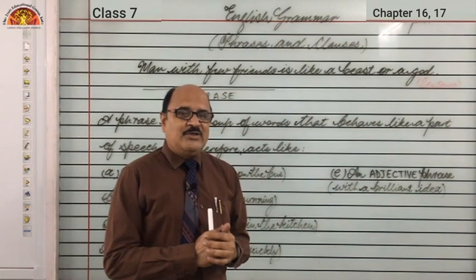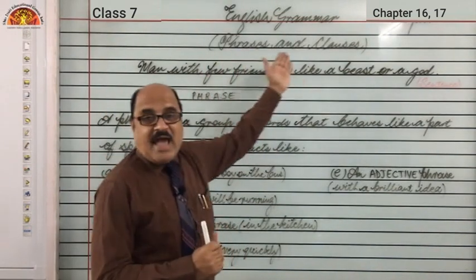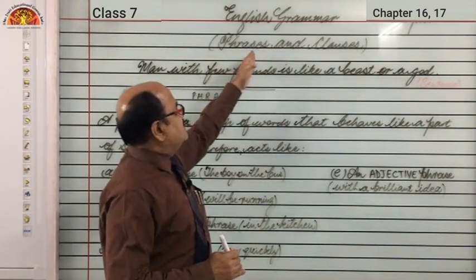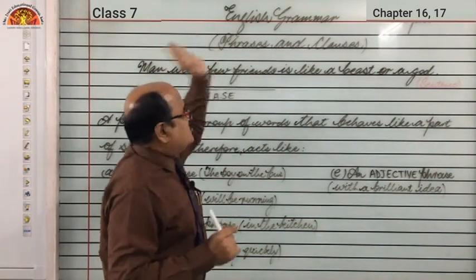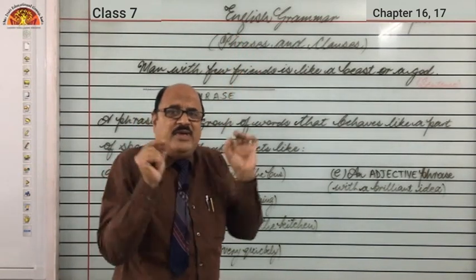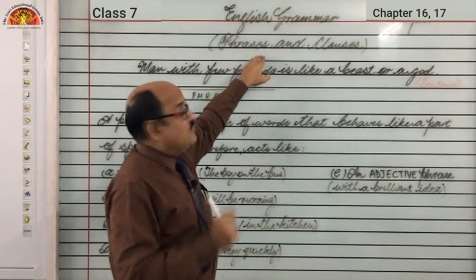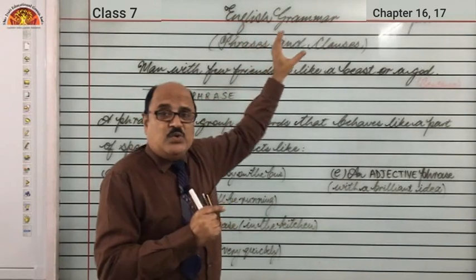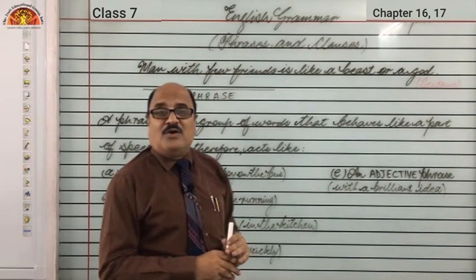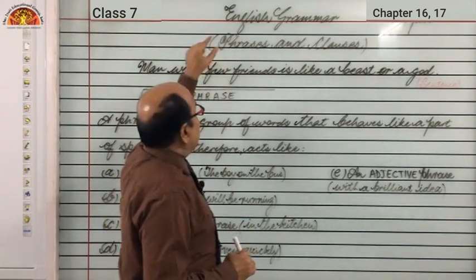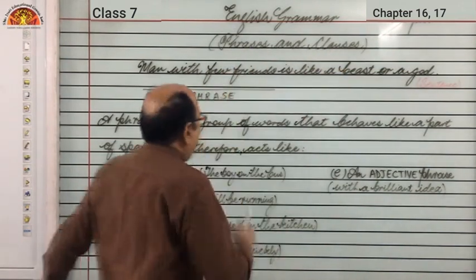And today we are going to start one more interesting topic, and that is phrases and clauses. This topic is an integral part of English grammar. Without this topic, English grammar cannot be said to be a complete topic. It plays a very important, pivotal role in English grammar. When we learn phrases and clauses, we are supposed to learn both the terms separately, right? So, have a look.